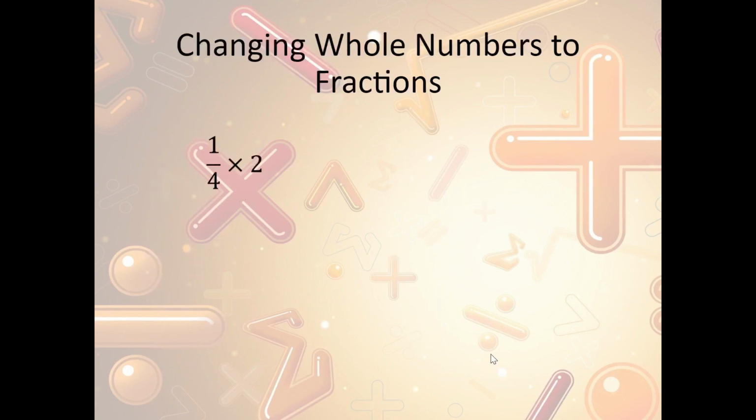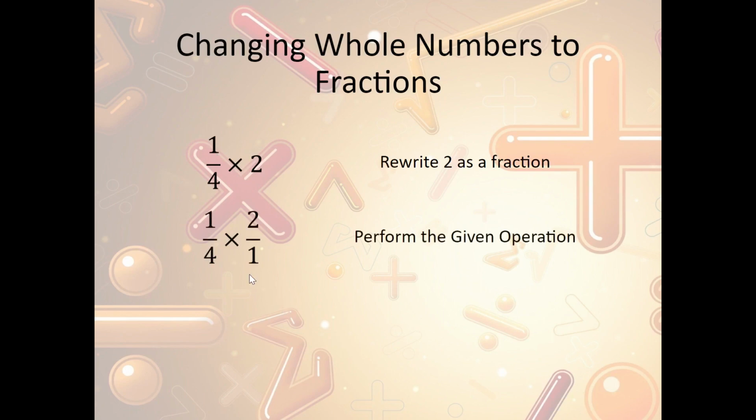Now what if we have a whole number instead of a fraction? Well, whether it's multiplication or division doesn't matter. What we're going to do is we're going to change this. Instead of it being 1/4 times 2, we're going to rewrite 2 as a fraction, which is just 2 over 1. And then we follow the same steps. So we multiply this 1 times 2 and 4 times 1, which is 2 over 4. And then we would just simplify it.